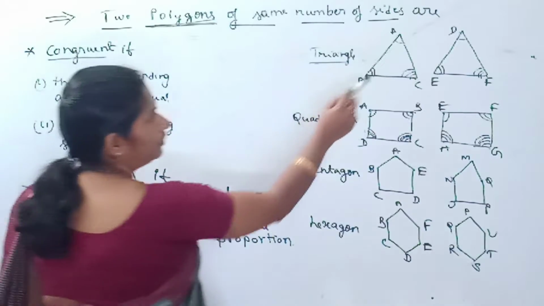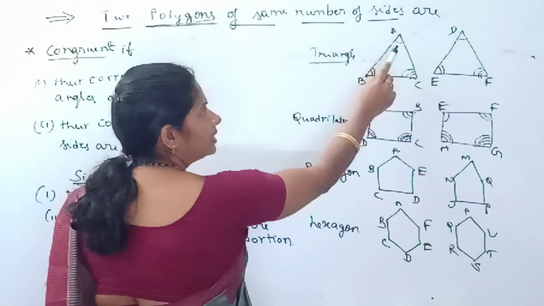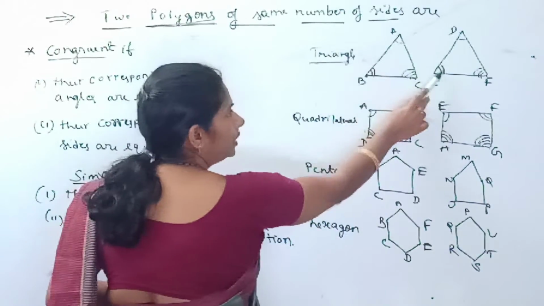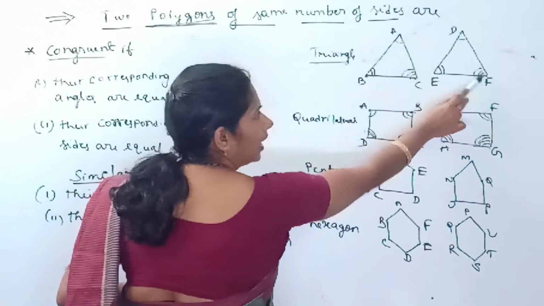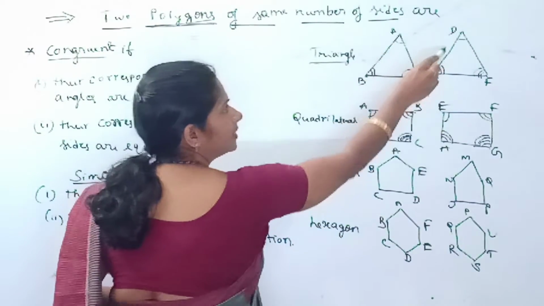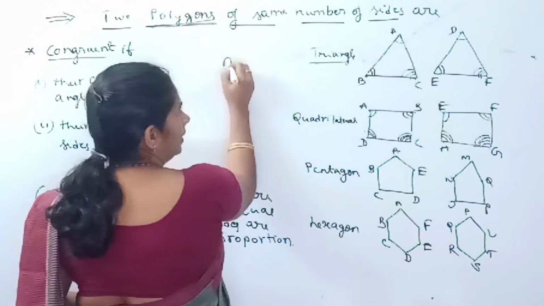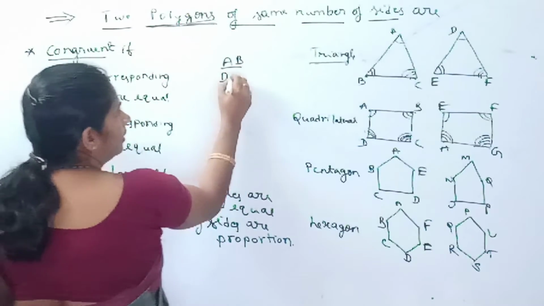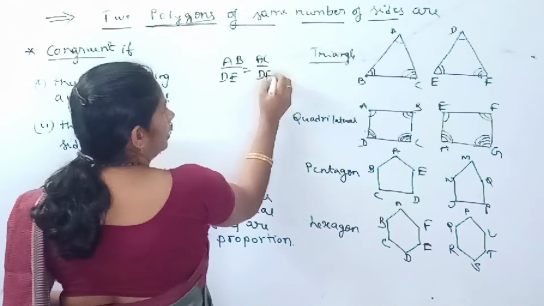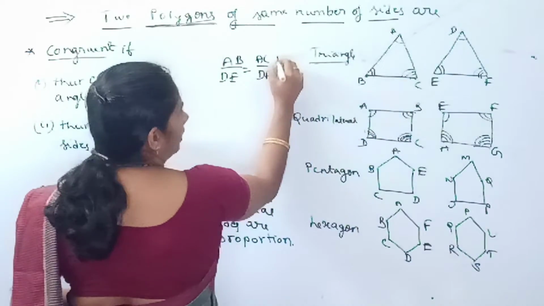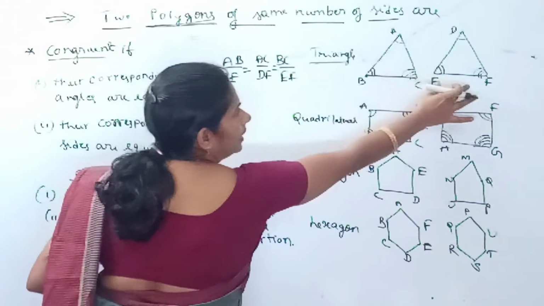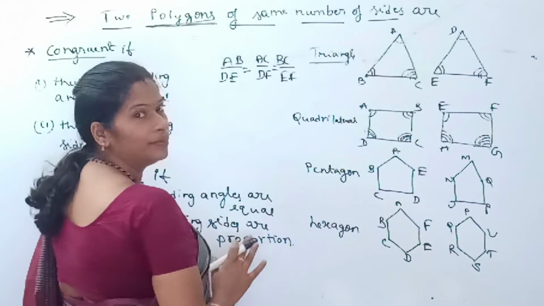That means if you take this triangle, corresponding angles are equal. Angle A equal to D, angle B equal to E, angle C equal to angle F. But second condition, corresponding sides are in proportion, means AB by DE equal to AC by DF equal to BC by EF. Corresponding side of BC is EF. They are in the same ratio.